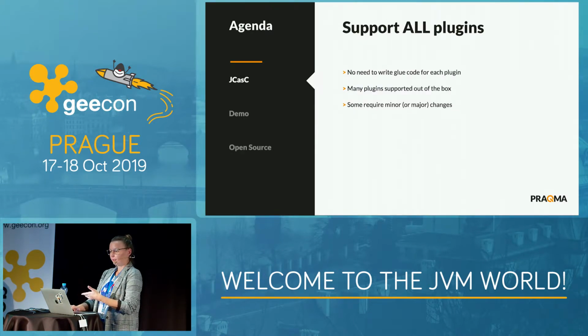And also, with this all initial setup, the support for all the plugins is quite an important requirement. I really don't follow the number, but there are between 1,500 and 2,000 Jenkins plugins right now. And it doesn't really make sense to write a separate piece of code to support each of the plugins. So the most tricky part with the plugins was to avoid writing this glue code for each plugin.